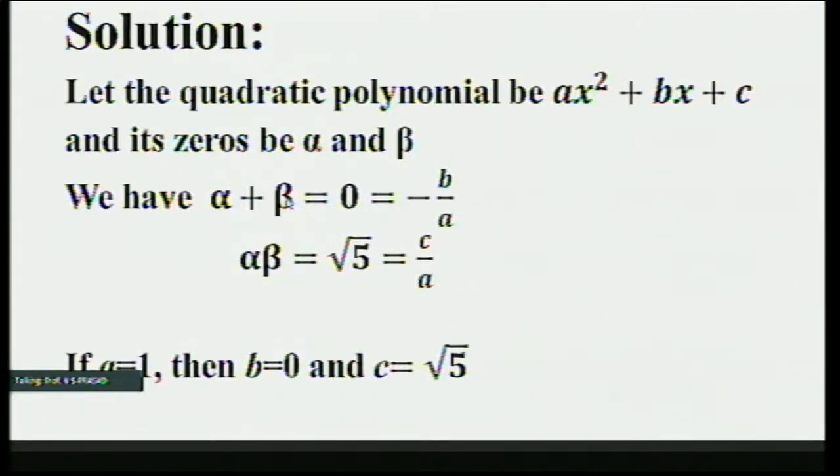Now we got two relations. Now everything is in our hand. By taking a is equal to 1, I can easily see that b by a is equal to 0, and a is equal to 1 means b must be equal to 0, and c by a is equal to root 5 and a is equal to 1 means c is equal to root 5. So by taking a is equal to 1, I can easily identify the value of b is equal to 0 and c is equal to root 5.